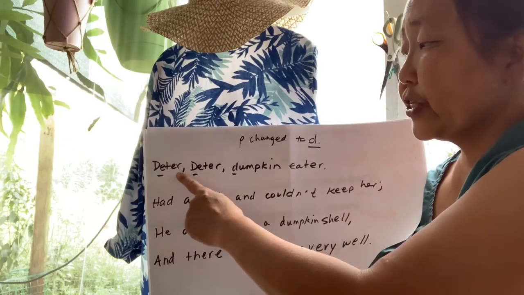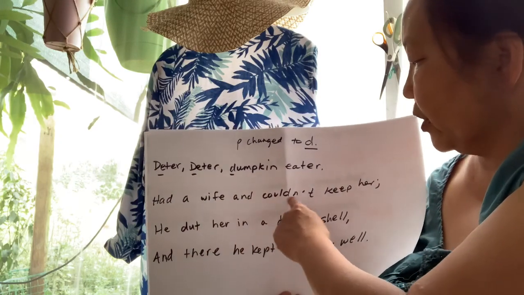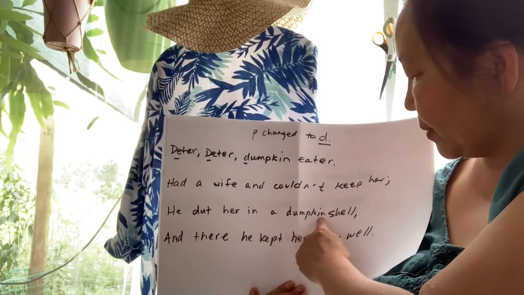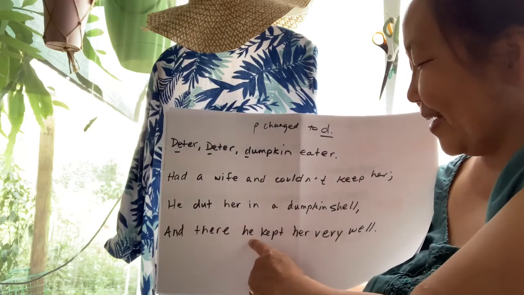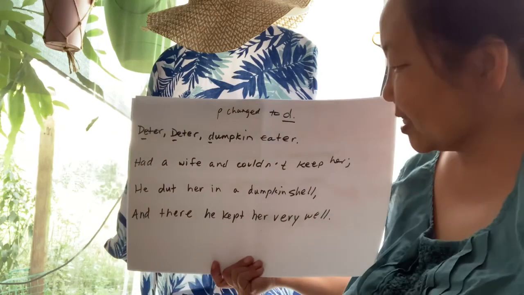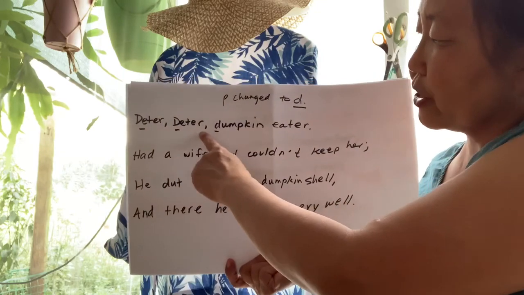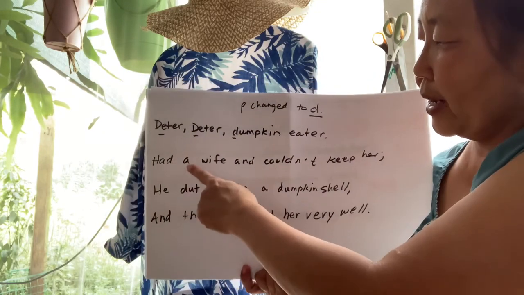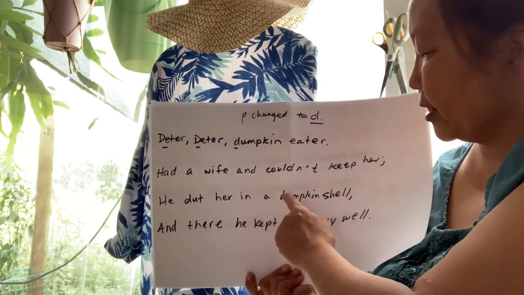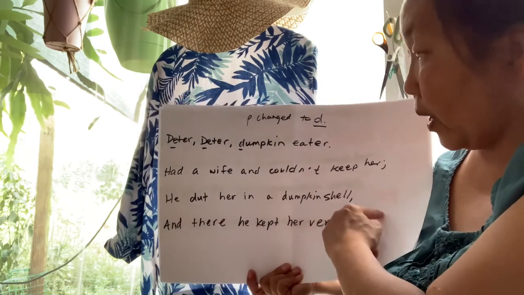Ready? Dieter, Dieter, pumpkin eater, had a wife and couldn't keep her. He put her in a pumpkin shell, and there he kept her very well. That's so silly, huh? It's nonsense. Okay, let's read it again. Dieter, Dieter, pumpkin eater, had a wife and couldn't keep her. He dipped her in a dumpkin shell, and there he kept her very well.